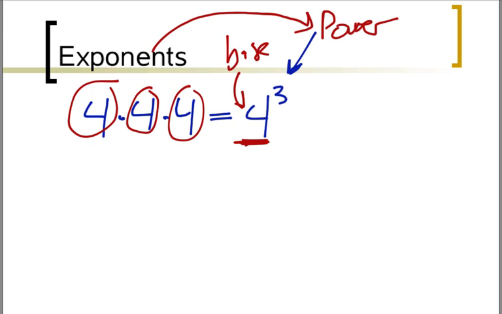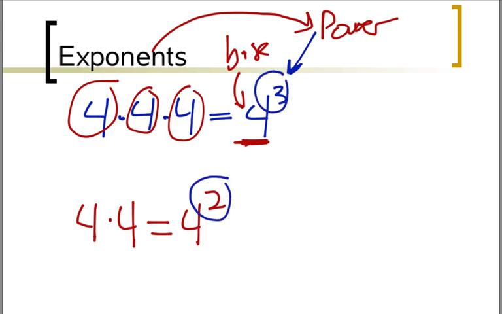Okay? So if I was given 4 times 4, now here there's only 2 of them, so I would write 4 to the second power. Now the reason why I show this second example is because the second power and the third power are very common, and they actually have names. The second is called squared, and to the third power is called cubed. So you can read those as 4 cubed, 4 squared, or you would say 4 to the third power, 4 to the second power, respectively.